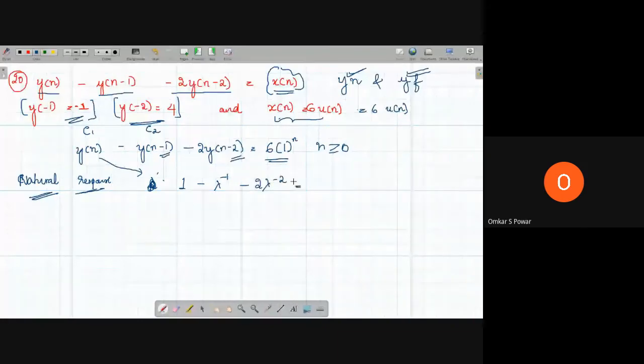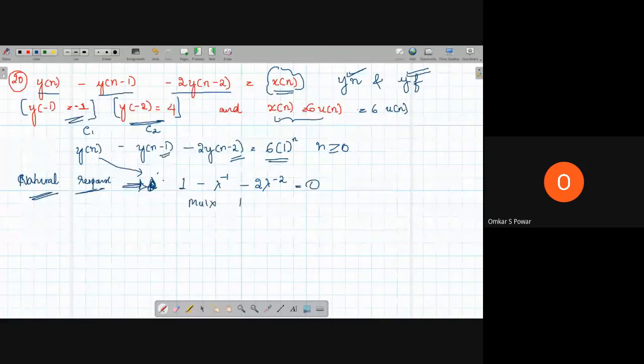So first we are calculating the natural response, so x of n is equal to 0. We have to assume that x of n is equal to 0 for the natural response. So how do you solve this? Multiply by lambda square for this equation. So lambda square minus lambda minus 2 is equal to 0.